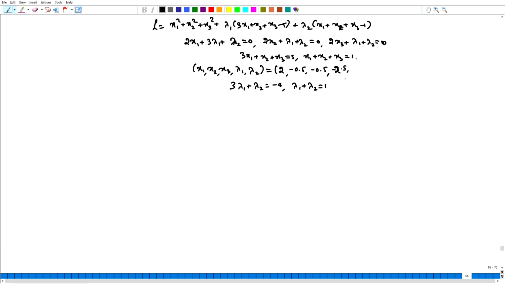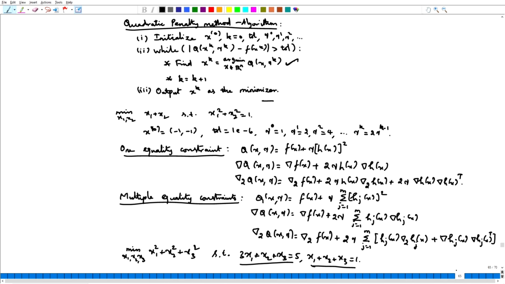So, it is minus 2.5 and 3.5. So, you have minus 2.5 plus 3.5 is 1, you have minus 7.5 plus 3.5 is minus 4, okay. So, alright. So, yeah, this is the solution. So, you have lambda 1 and lambda 2, so that the answer exists, but yeah, the final answer that we are looking for is x 1 star, x 2 star, x 3 star is 2, minus half and minus half, okay. So, let us check, I mean we will exactly use this particular algorithm, the quadratic penalty method algorithm, okay.